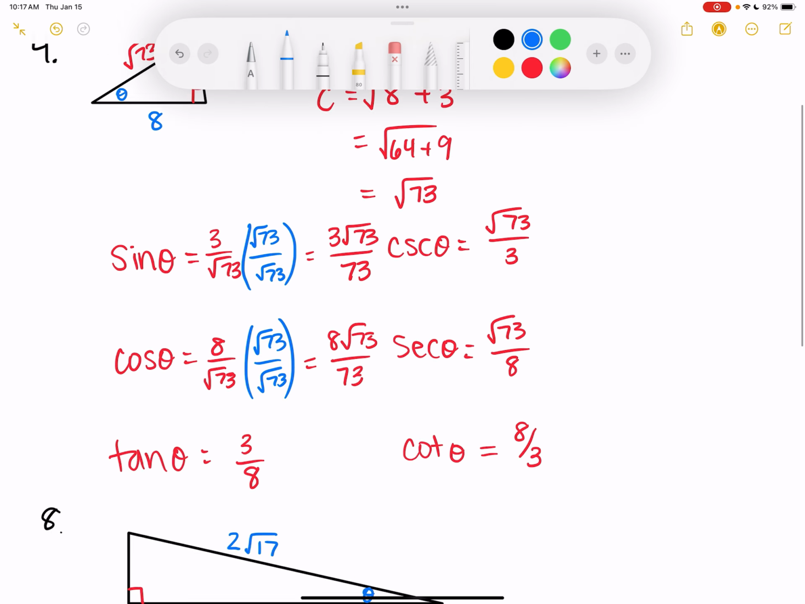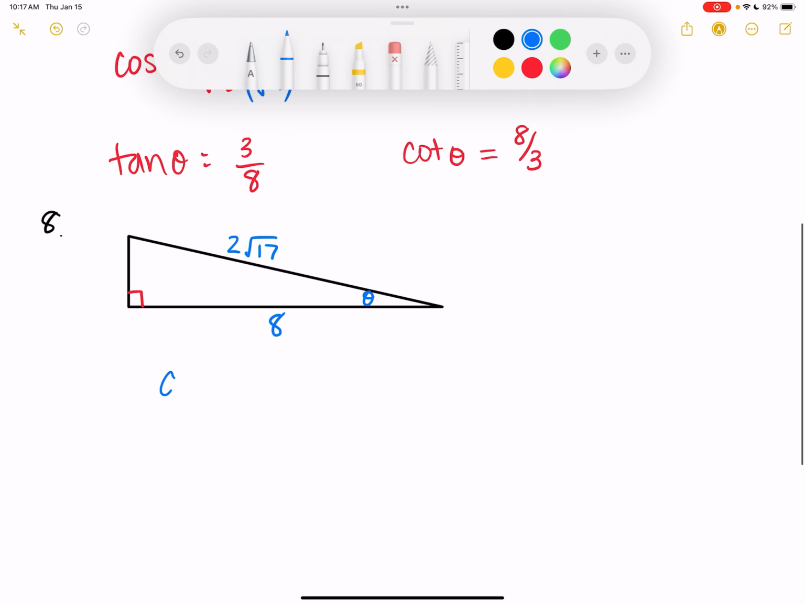So a lot of times I will go straight to say A squared equals C squared minus B squared. I might even take the square away from A and put it all under the radical. This is just a manipulated form of the Pythagorean theorem. So A equals the square root of 2 root 17, and that whole thing is being squared, so I'm going to throw it in parentheses there, minus 8 squared.